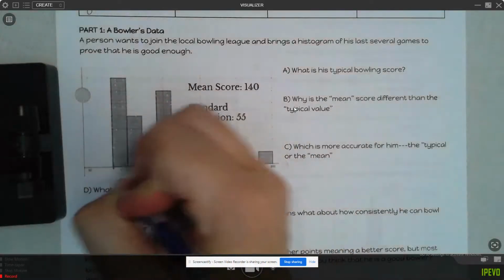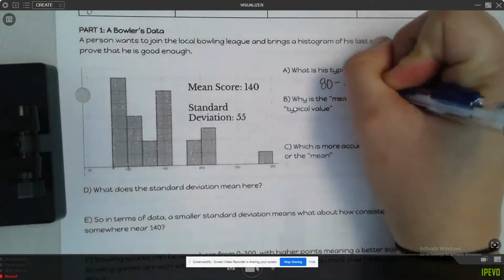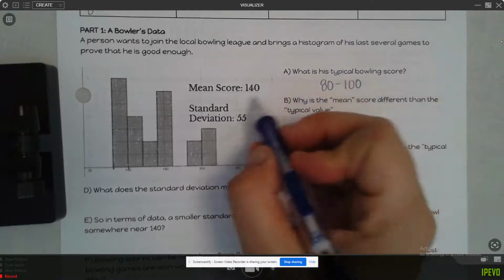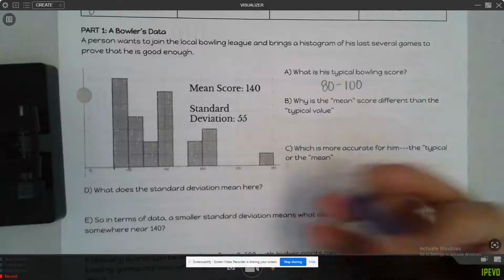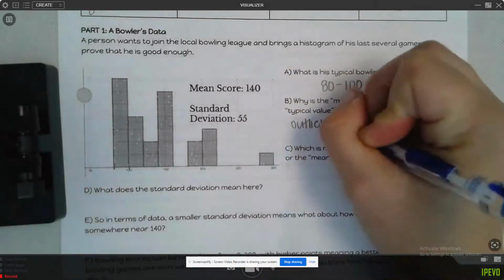So that would be here to here. So that is 80 to 90, or 80 to 100. I know it's hard to see, but that's okay. That's my typical score. Why is the mean score so different than the typical value? Remember, why is this mean so much different? Well, there are some outliers up here. He's got some good scores. You have some outliers which affect the mean.